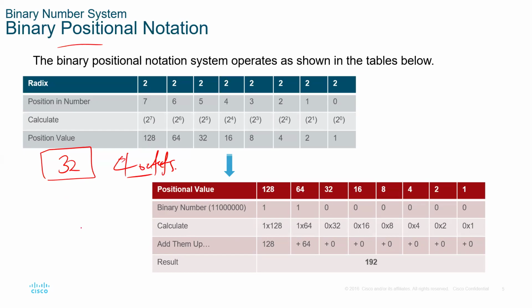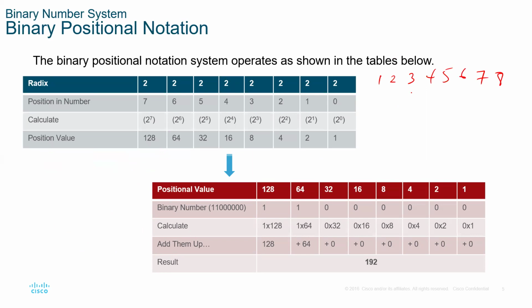Let's say 1, 2, 3, 4, 5, 6, 7, 8. If there is a 1 at this position, what it means in decimal is 128. Forget everything you are seeing there. If we have a 1 at this position, it means we have a 64. If we have a 1 here, it means 32.